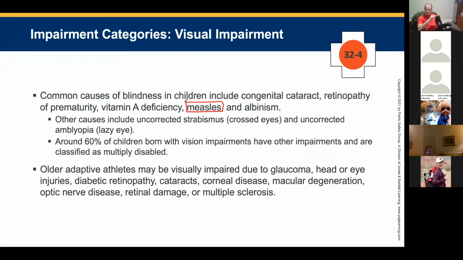There are other causes of impairment, which can include uncorrected strabismus, or crossed eyes, and uncorrected, I'm not going to try to pronounce that, but basically a lazy eye. So individuals with crossed eyes or lazy eyes can have visual impairments. About 60% of children born with visual impairments have other impairments and are classified as multiply disabled. Older adaptive athletes may be visually impaired due to glaucoma, head or eye injuries, diabetic retinopathy, cataracts, corneal disease, macular degeneration, optic nerve disease, retinal damage, or multiple sclerosis.